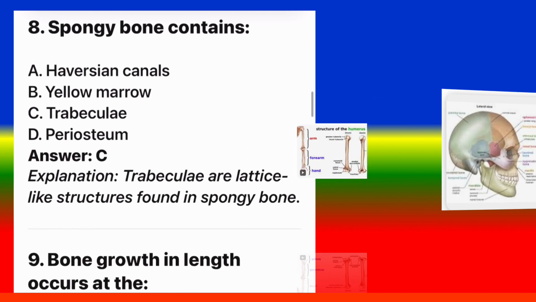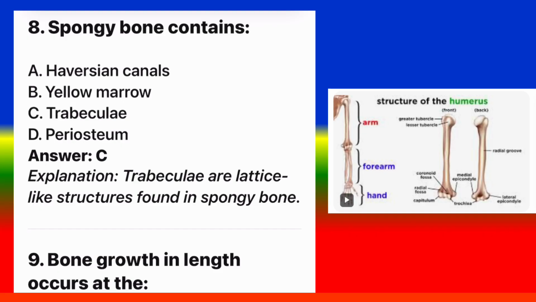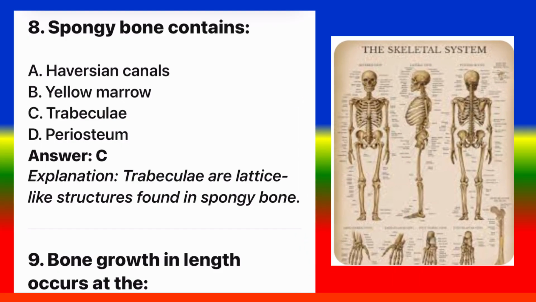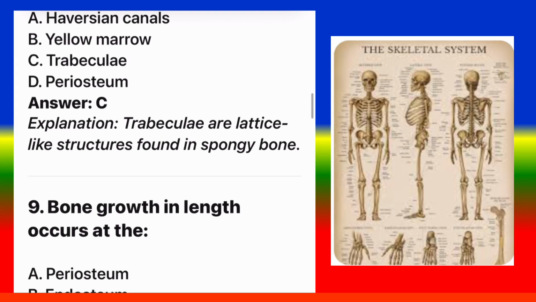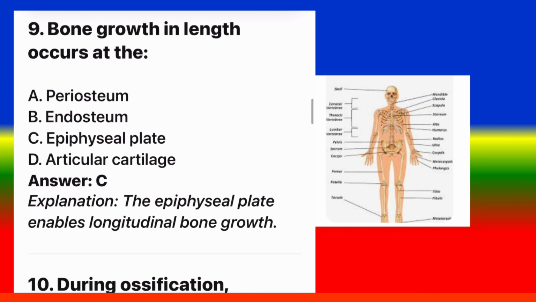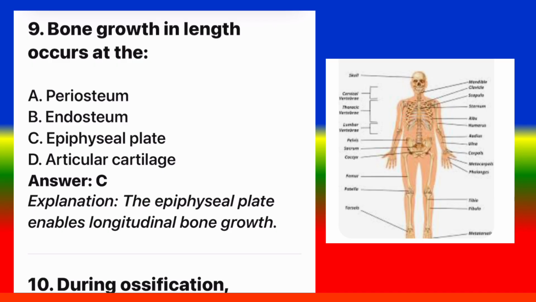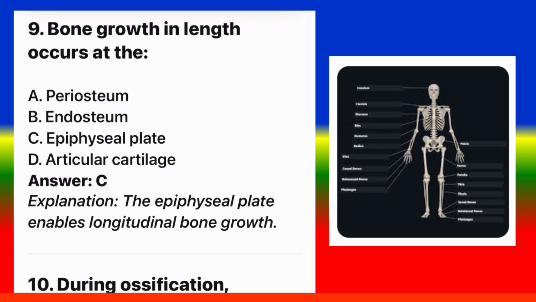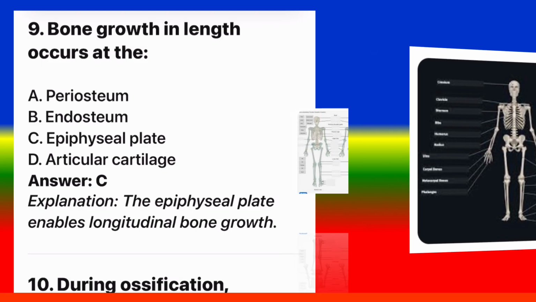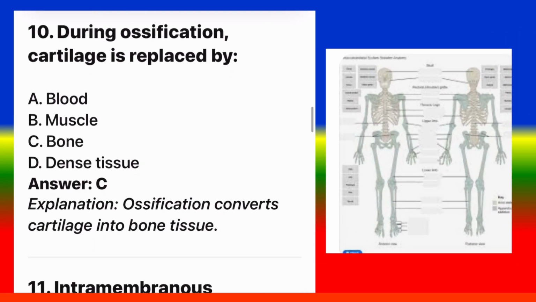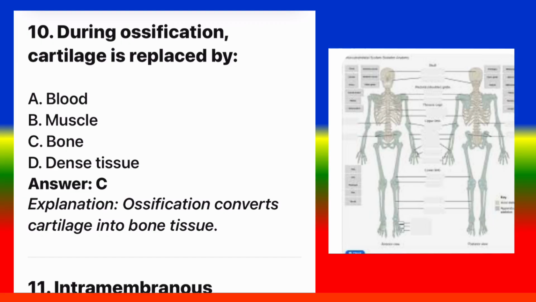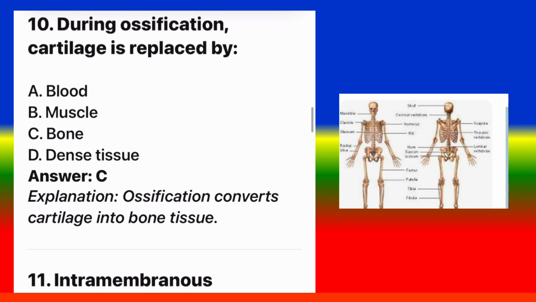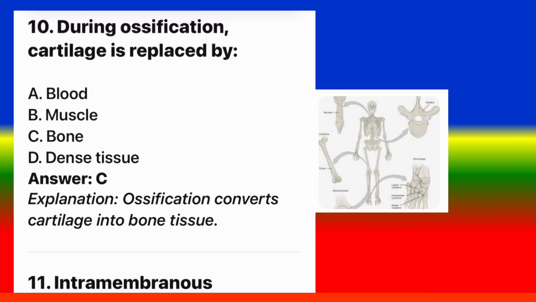8. Spongy bone contains: A. Haversian canals, B. Yellow marrow, C. Trabeculae, D. Periosteum. Answer C. Explanation: Trabeculae are lattice-like structures found in spongy bone. 9. Bone growth in length occurs at the: A. Periosteum, B. Endosteum, C. Epiphyseal plate, D. Articular cartilage. Answer C. Explanation: The epiphyseal plate enables longitudinal bone growth. 10. During ossification, cartilage is replaced by: A. Blood, B. Muscle, C. Bone, D. Dense tissue. Answer C. Explanation: Ossification converts cartilage into bone tissue.